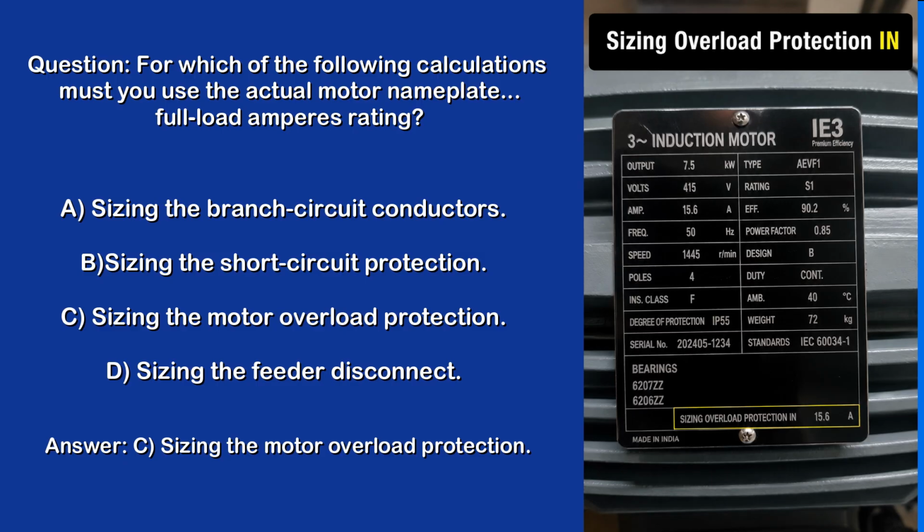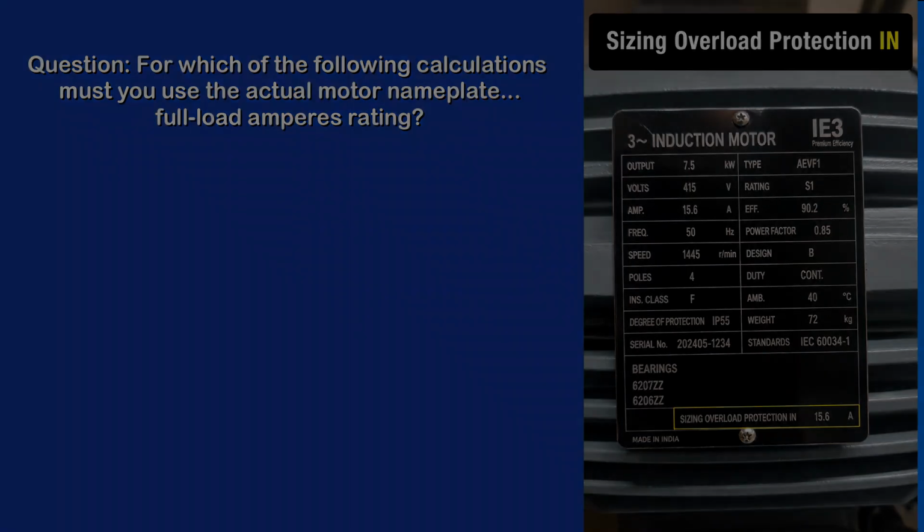According to NEC 430.6A2, separate motor overload protection must be chosen based on the actual motor nameplate full load current rating. While conductor and breaker sizing rely on the standard tables at the back of Article 430, overload protection protects the actual physical windings of that specific motor, requiring you to use the real nameplate value.